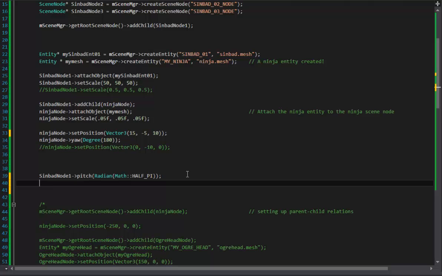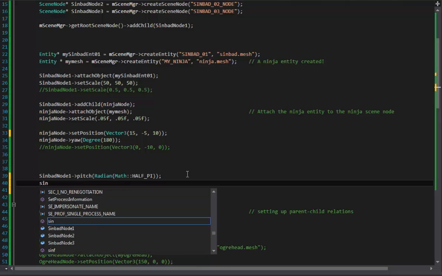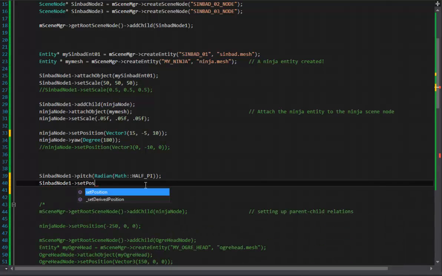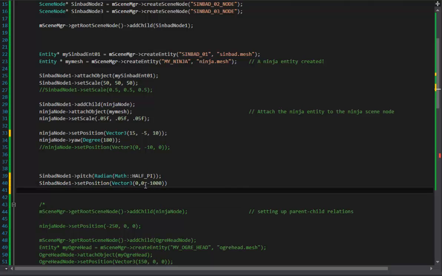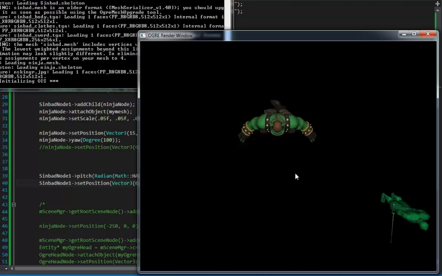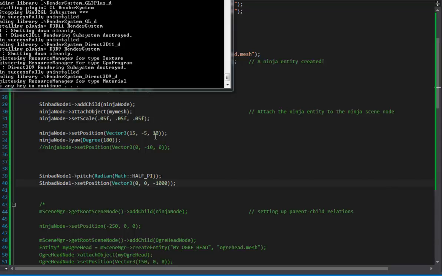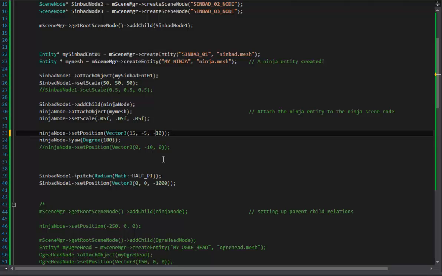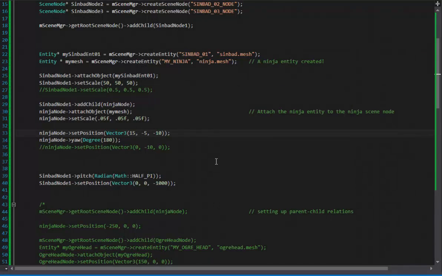So that would be adding another negative value to its set position Vector 3. Now I want it to move on the z-axis from the camera, so let's move that by about 1,000. And let's see how far that gets us. All right, so that's pretty far, and it looks like my Ninja moved up front, which is the problem. I placed positive 10 units. So let's make that negative 10 units.